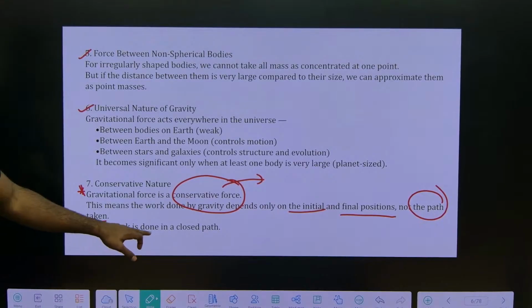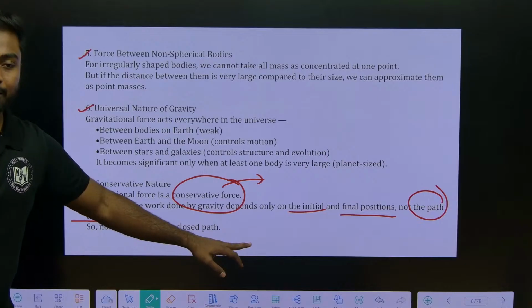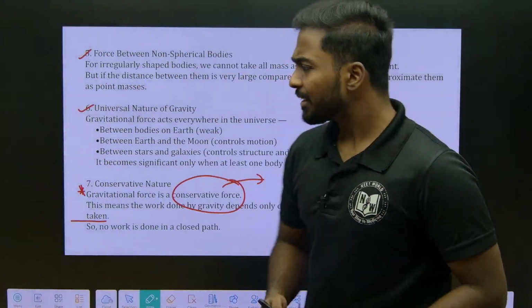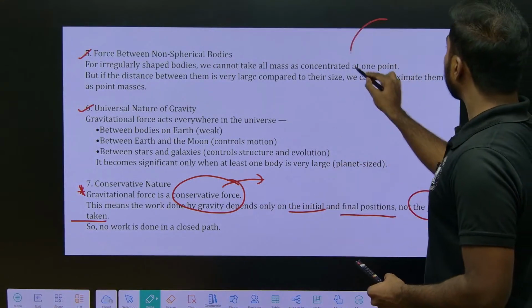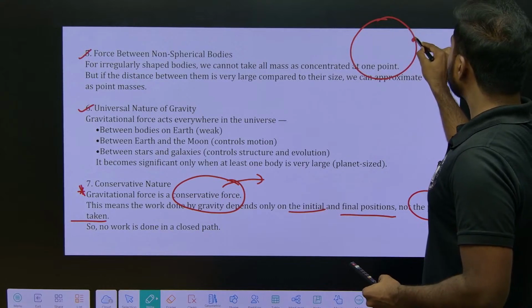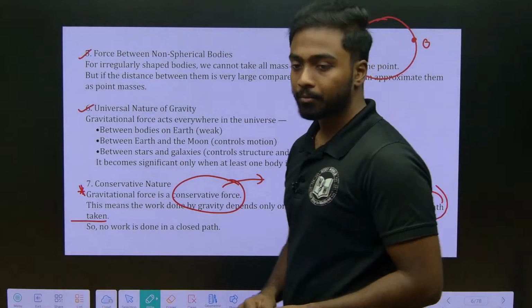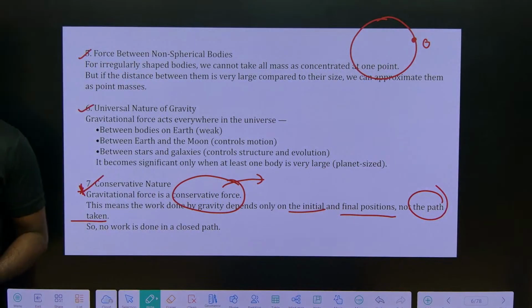So, no work is done in a closed path. Okay, work done in a closed path will be 0. Okay, initial and final position, so displacement will be there. When I talk about a closed path, displacement will be 0, whereas distance is there. Okay. This is about the seventh point, which is conservative forces.